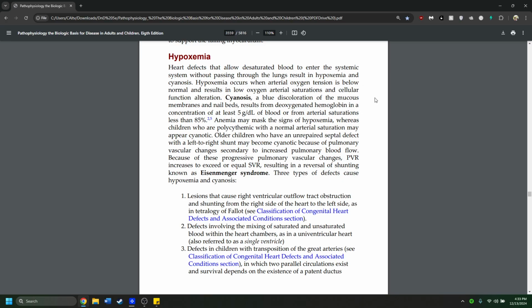Anemia may mask the signs of hypoxemia, whereas children who are polycythemic with a normal arterial saturation may appear cyanotic. Older children who have an unrepaired septal defect with a left-to-right shunt may become cyanotic because of pulmonary vascular changes secondary to increased pulmonary blood flow. Because of these progressive pulmonary vascular changes, PVR increases to exceed or equal SVR, resulting in a reversal of shunting known as Eisenmenger's syndrome.